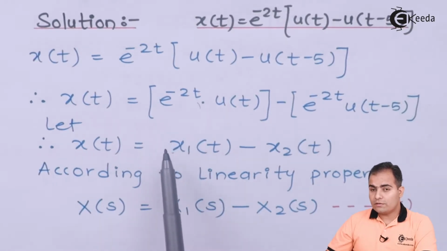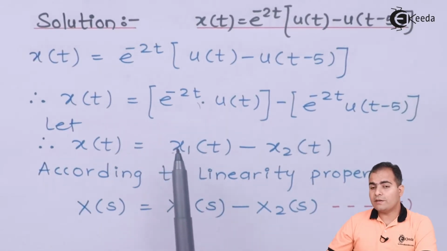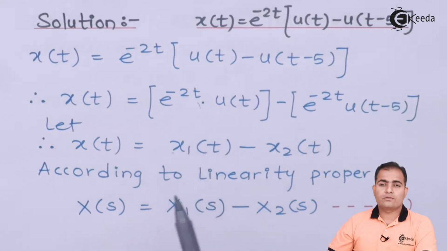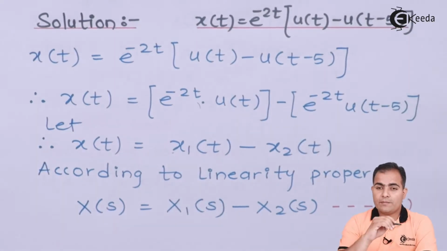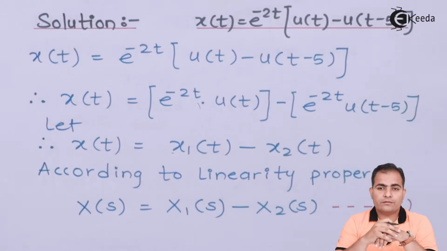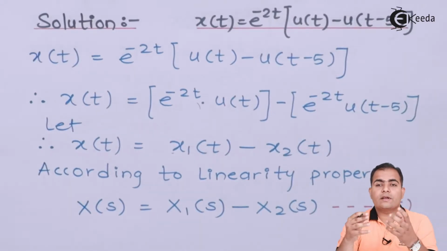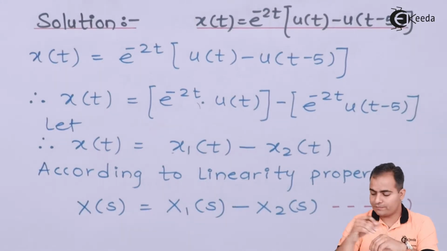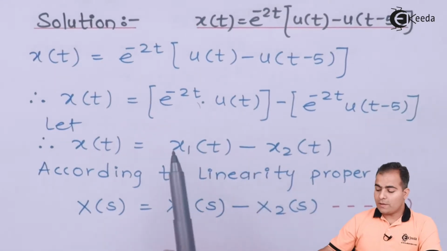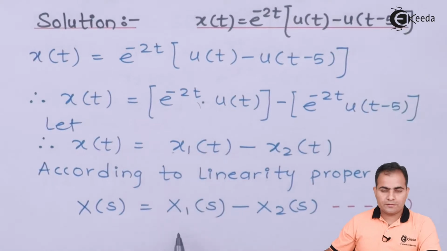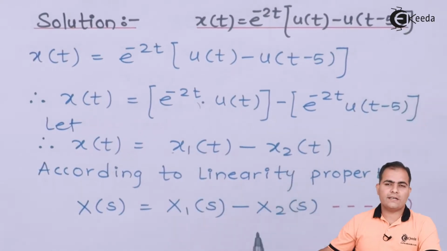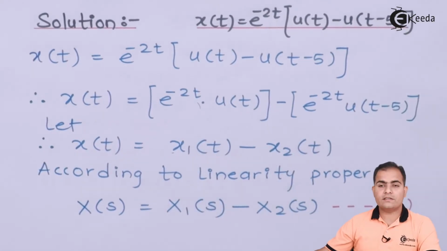but the right part can be solved using the linearity property of Laplace transform. According to the linearity property, the Laplace transform of a combination of two functions can be solved separately as the Laplace transform of the first function plus the Laplace transform of the second function. So here we have a minus sign. The Laplace transform of the first function is x1 of s and the Laplace transform of the second function is x2 of s. And this will be marked as equation number 1.